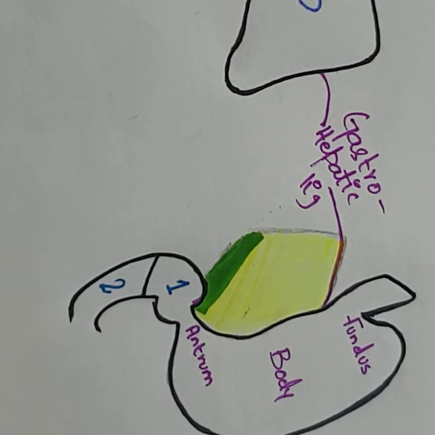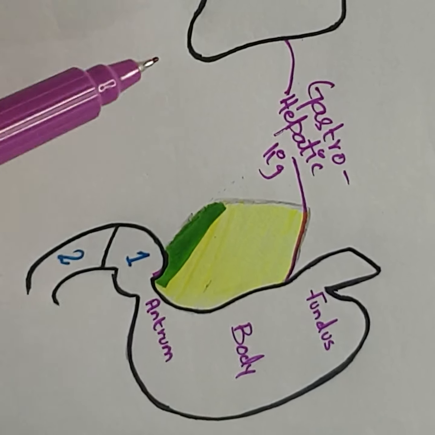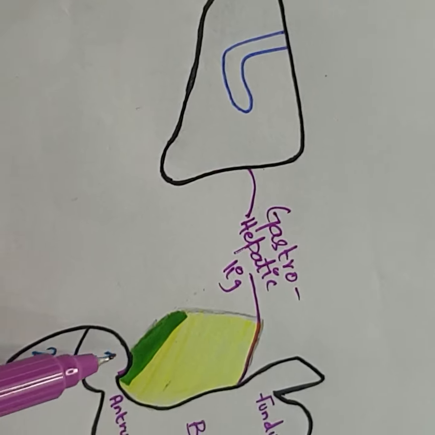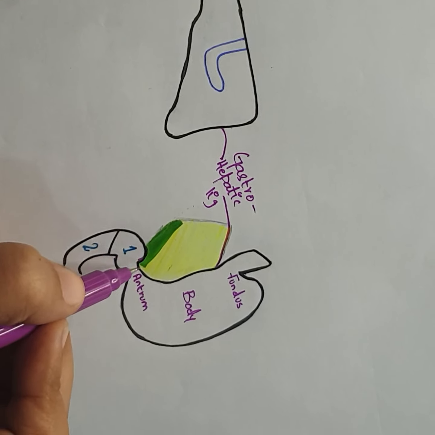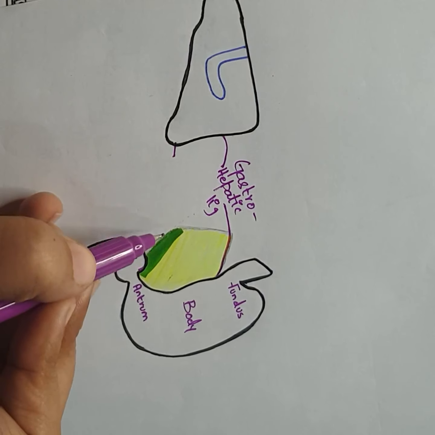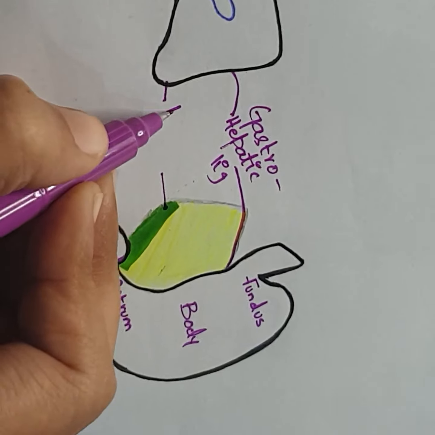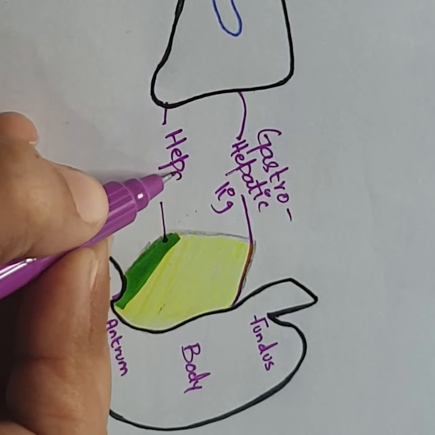And the portion of lesser omentum from the liver to the first 2 centimeter of the duodenum, which I have highlighted in green color, is called the hepatoduodenal ligament. It's called the hepatoduodenal ligament.